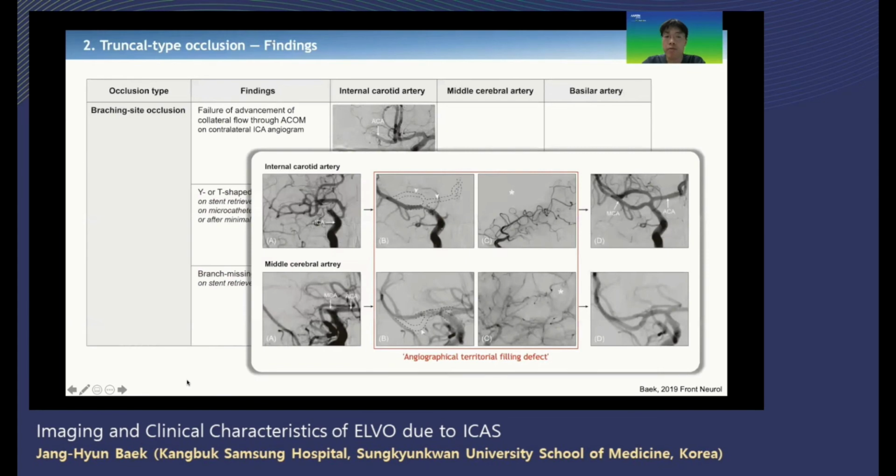This can also be observed other than by arterial configuration. In the capillary phase of distal obstruction angiography, for the part whose relevant artery is not temporarily recanalized, contrast stain is not seen, the so-called angiographical territory filling defect. This can be an alternative finding for the branch missing site.